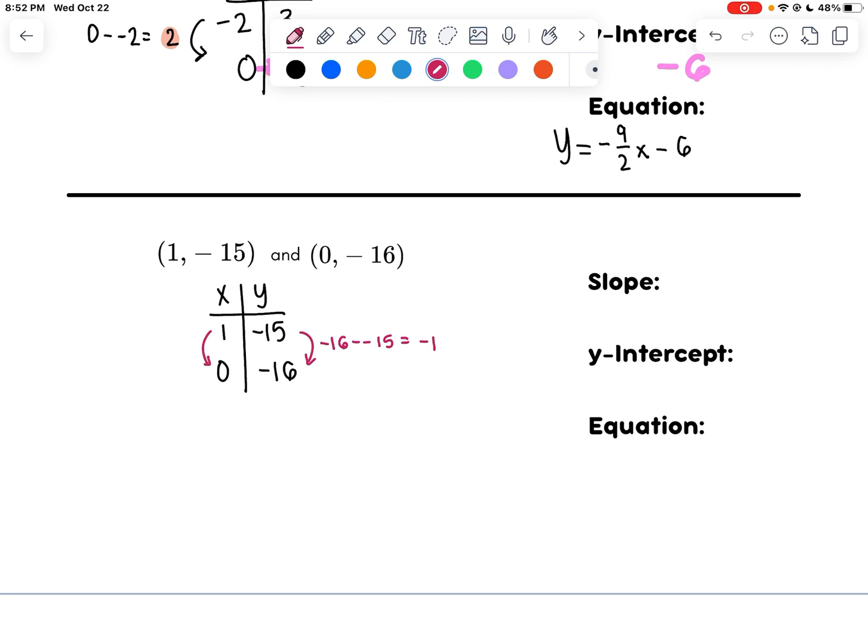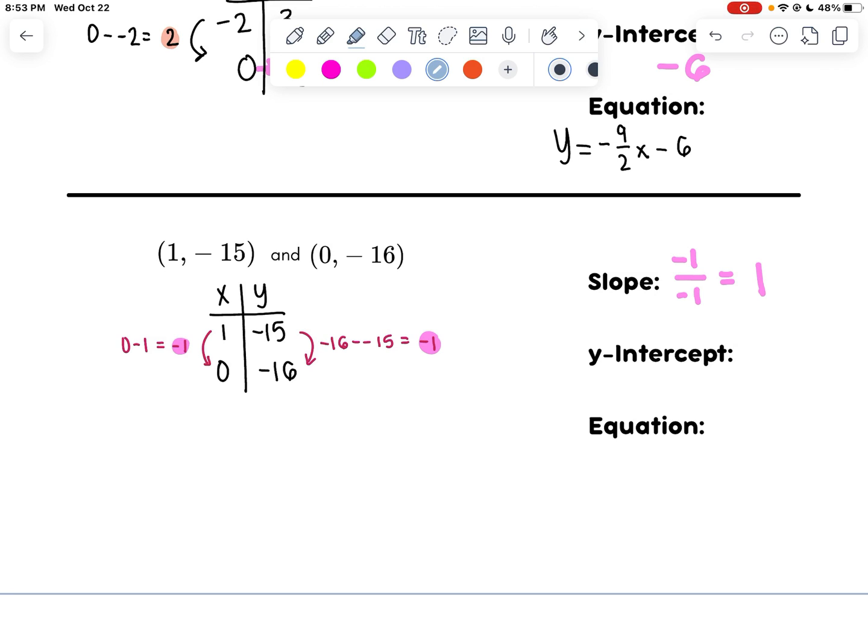How do I get from 1 to 0? I would have 0 minus 1. That gives me negative 1. So now for my slope, I have negative 1 divided by negative 1. And when I type that into my calculator, it's just going to leave me with a positive 1.